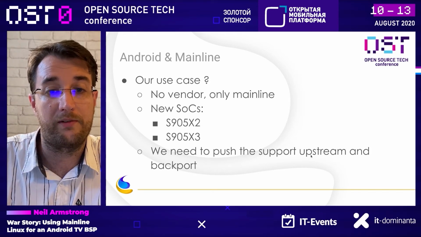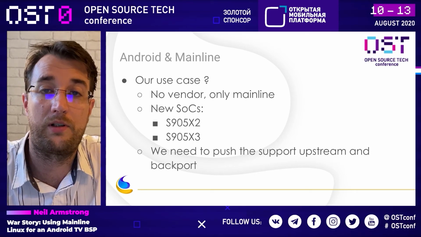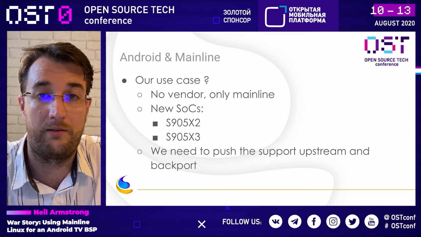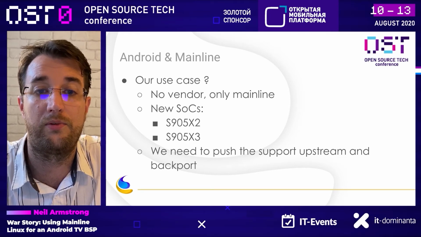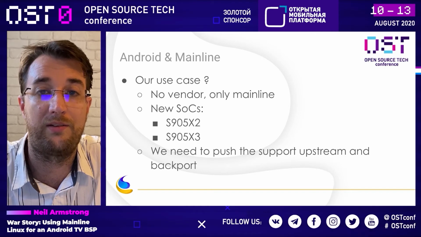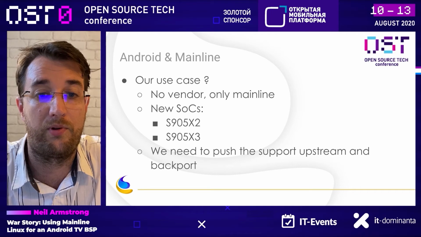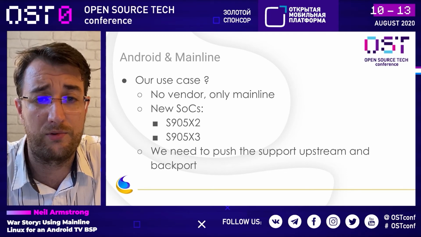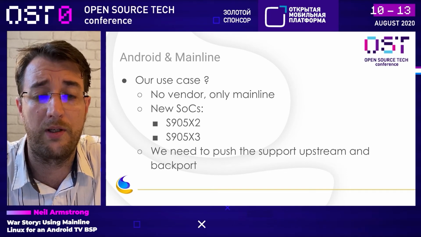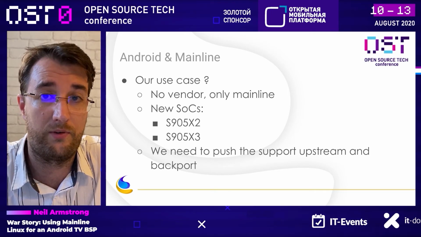So our use case, concerning Mainline Linux, was no vendor kernel at all, only Mainline. This means to support these two new SoCs, the S905X2 and the S905X3, we need to develop support for these SoCs and push the support upstream. So at the time we started to push on 4.20/4.21 and backport all the patches to 4.19.